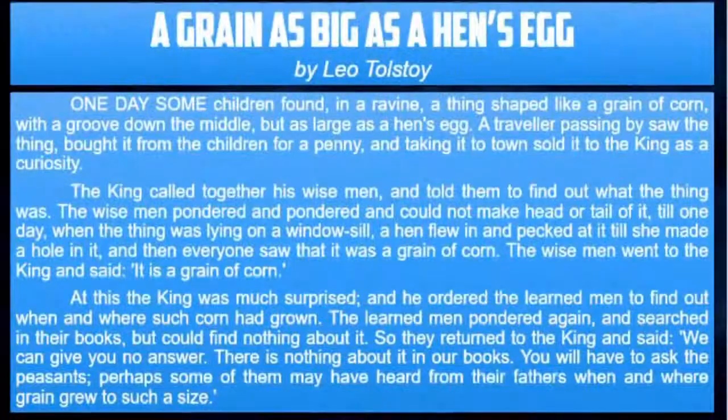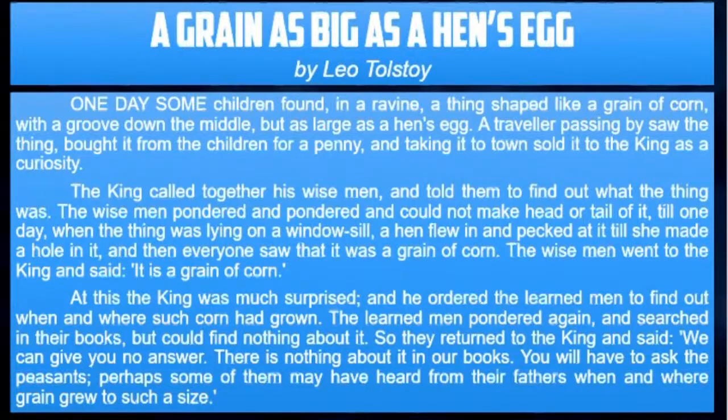A Grain as Big as a Hen's Egg by Leo Tolstoy. One day, some children found in a ravine a thing shaped like a grain of corn with a groove down the middle, but as large as a hen's egg. A traveler passing by saw the thing, bought it from the children for a penny, and taking it to town, sold it to the king as a curiosity.